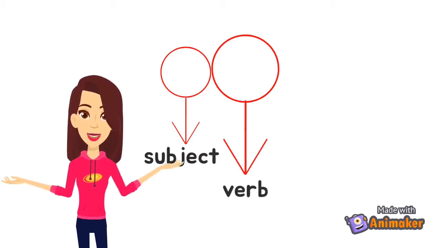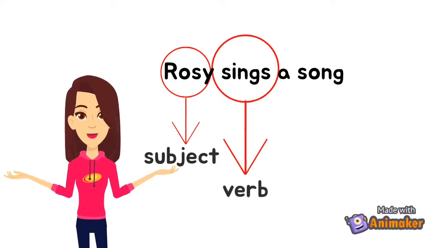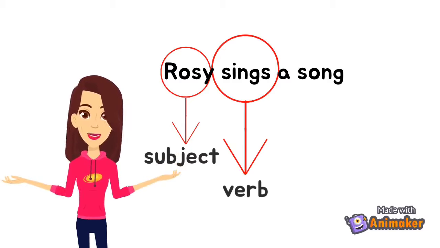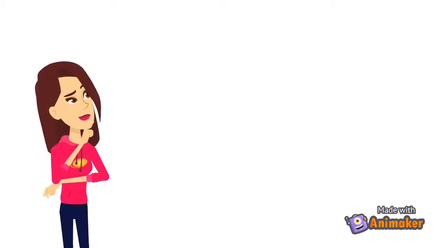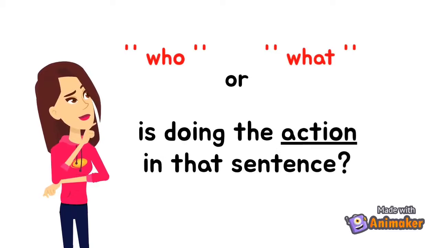Another example, Rosie sings a song. Again, Rosie is the doer of the action, and the action is singing, so sings is the verb of the sentence. If you want to find the subject in a sentence, first look at the verb and ask yourself who or what is doing the action in that sentence. The answer is your subject.